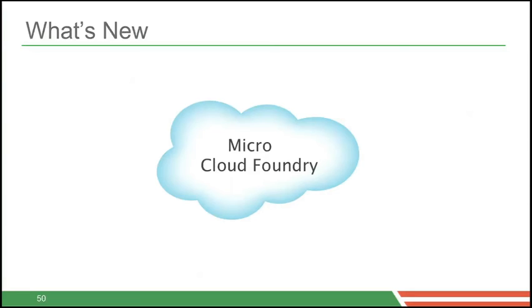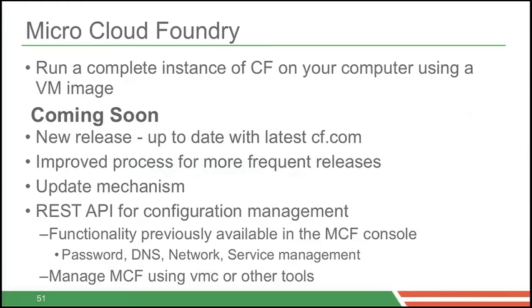So last thing in my section is a really quick look at what's new in microcloud. You might have noticed from my URL that I was not using .com for some of my demos. I was in fact using microcloud. Microcloud is basically a VM image that you can download from our website. If you've got Fusion on your Mac or Workstation on Windows, you fire up the VM and you have a complete running instance of Cloud Foundry.